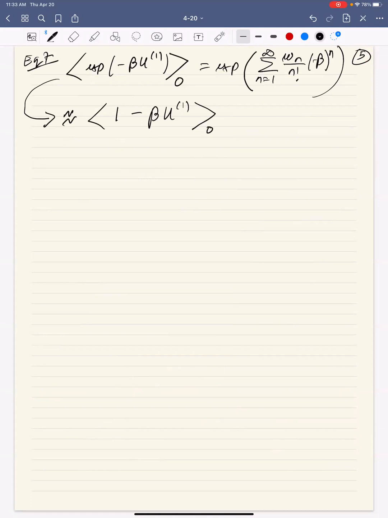Now we can do something nice. What is the value of 1 in the ensemble 0? It's a trick question. It's a type of question Nathan likes to answer. 1, right? Do you agree, Nathan? Yes. Good. No, it's true. So this is 1 minus beta U1 in ensemble 0. Let's call this equation 8.